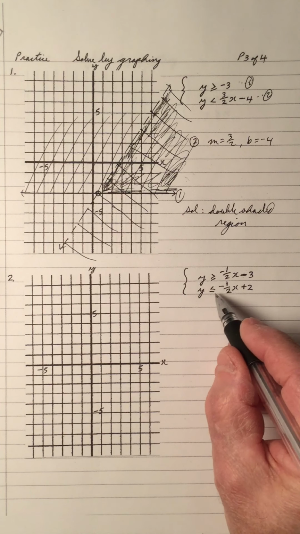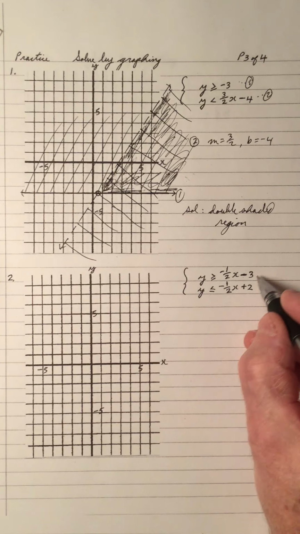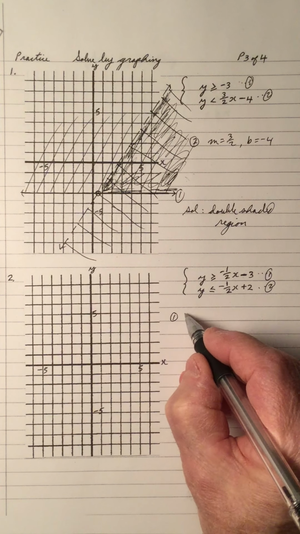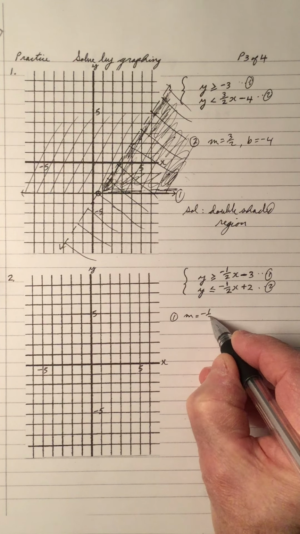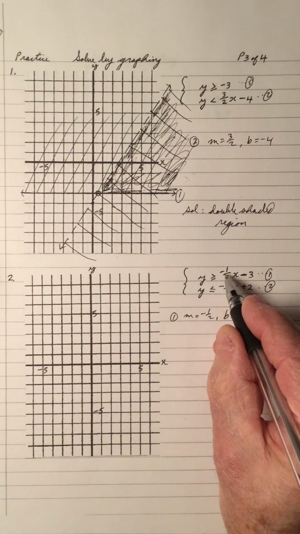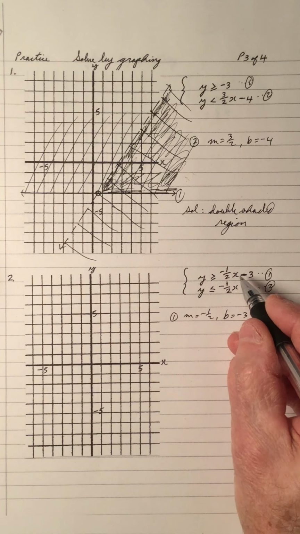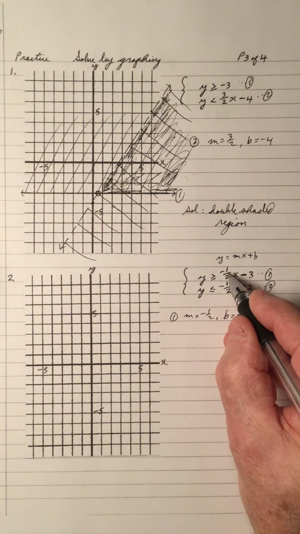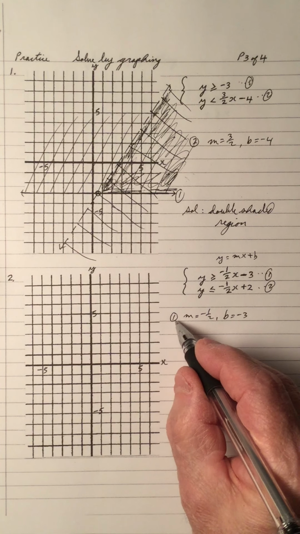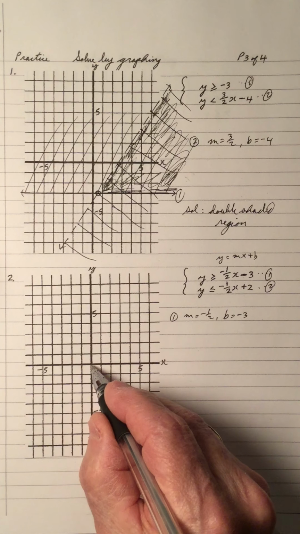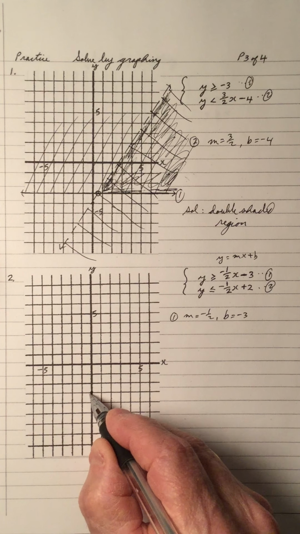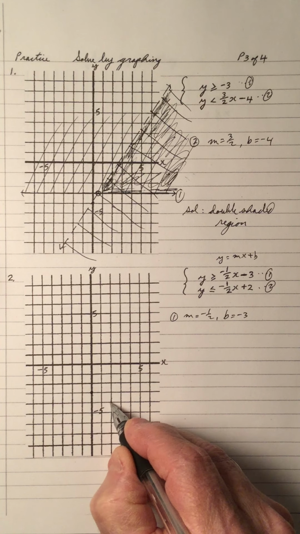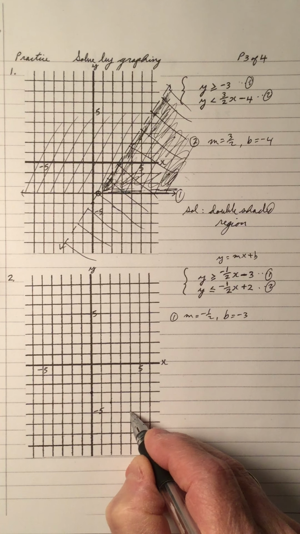Number 2, graph. Find the points of intersection of these two inequalities, and let's call this number 1 and this number 2. So let's look at number 1. Number 1 has a slope of -1/2 and a y-intercept of -3. Remember, we're looking at y equals mx plus b. M is the slope, b is the y-intercept. The y-intercept is -3, right there. And the slope is down 1, right 2. Down 1, right 2.